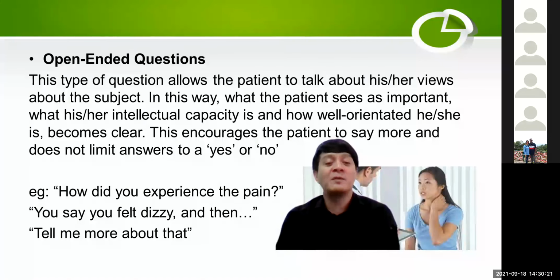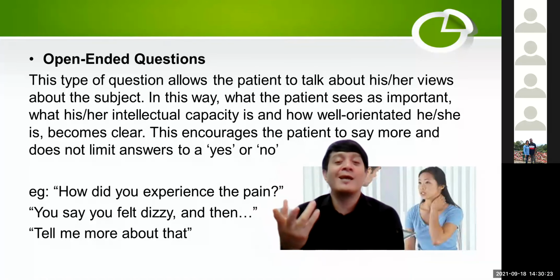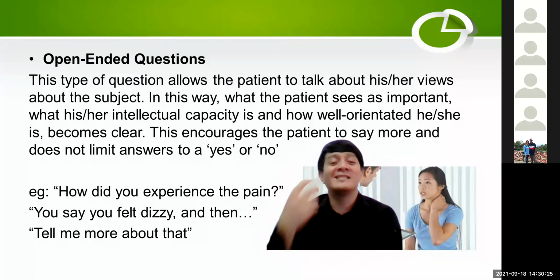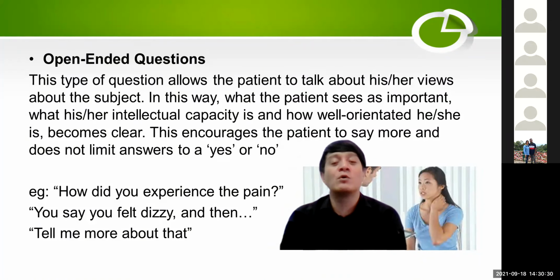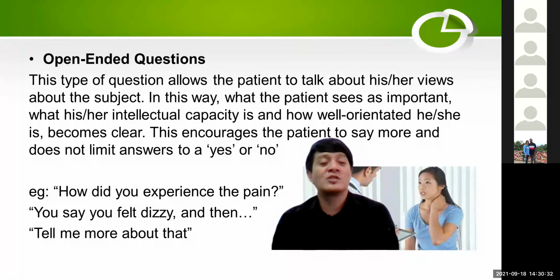So how did you experience pain? Not just asking them, is it painful or is it not painful? You say you felt dizzy, and then try to let them explore more. Give them an open-ended question. Tell me more about that.